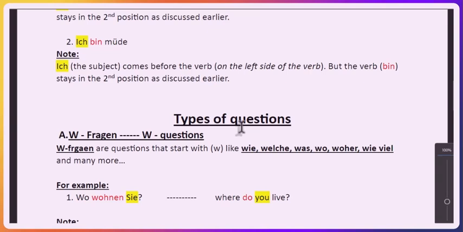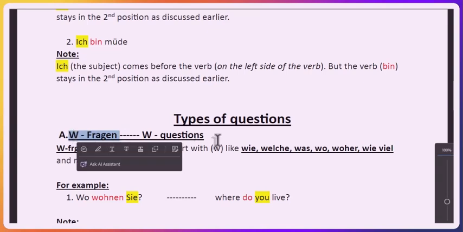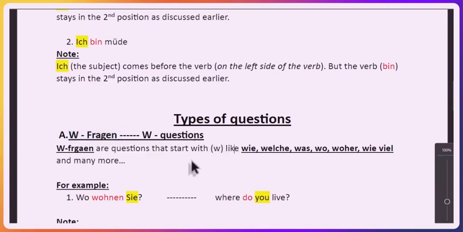There are two types of questions. One is W-questions. W-questions start with W: where, what, which, why. These questions are called W-questions. They are questions starting with W. We are very familiar with these ones. Wie, verb expression, do. Wo, wohnen, Z.